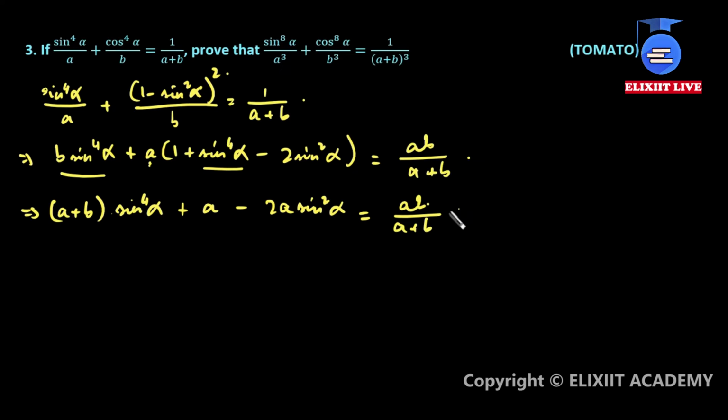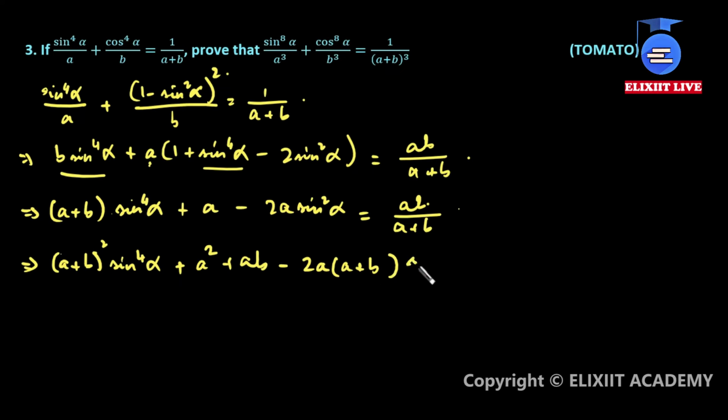What else we have? So now what we can do is we can cross multiply with this particular A plus B. So this will turn out to be A plus B whole square sine to the power 4 alpha plus here we have A times A plus B. So that's basically A square plus AB minus 2A sine square. This particular thing is 2A times A plus B sine square alpha, and right hand side we are left with AB because we are cross multiplying with A plus B. Ultimately this is what we are getting. So any simplification we can get from here, A plus B whole square and sine to the power of 4 alpha.